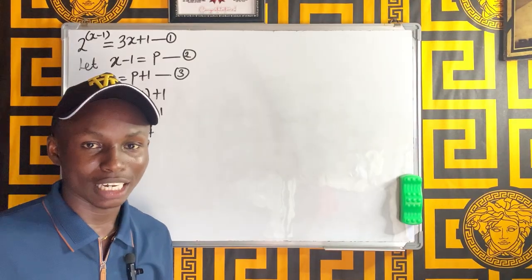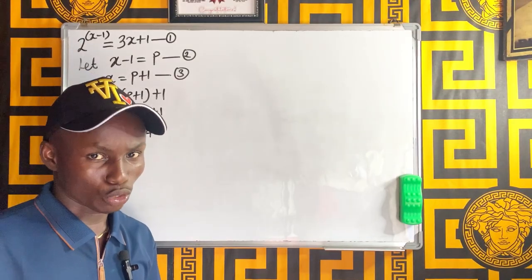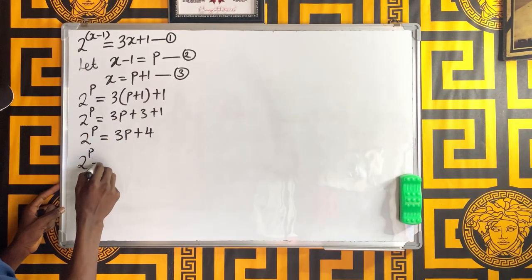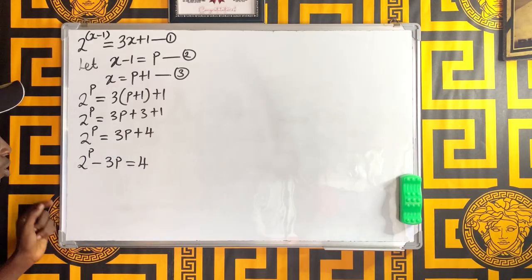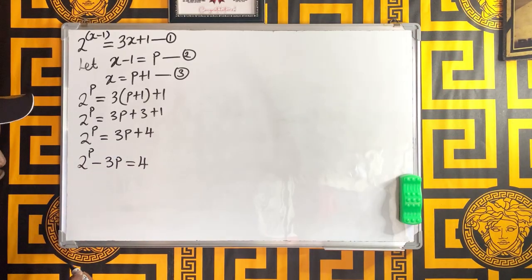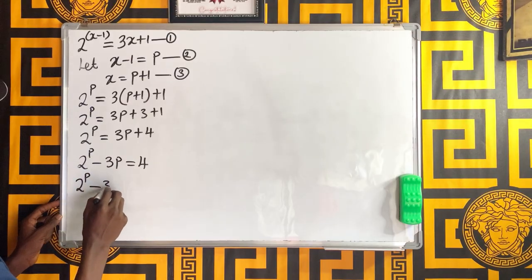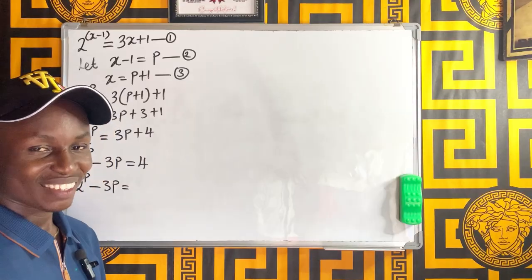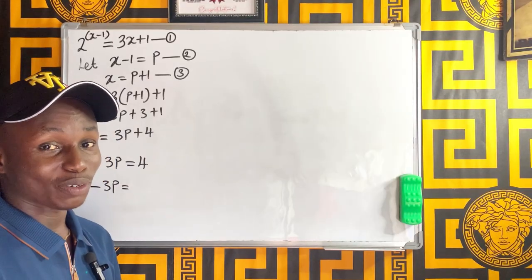Wow, this is interesting, right? Now what we're going to do is subtract 3p from both sides of the equation. If we do that, we see that 2 raised to p minus 3p is equal to 4. Wow, this is an interesting question, right?